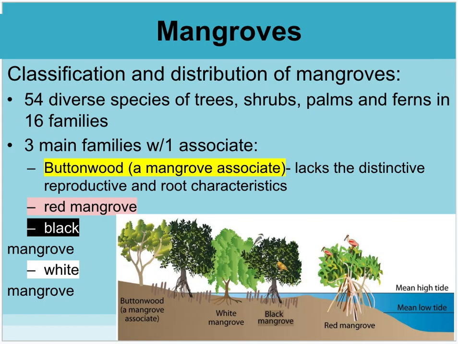Okay, one of my favorites is actually the mangroves. So there's three main families of these, and then there's also one that kind of hangs out but is not actually one of them, called the buttonwood. Buttonwood is called a mangrove associate. It is not actually a mangrove. It doesn't have the same reproductive structures or root characteristics, but it seems to want to hang out with mangroves a lot. So we're just going to lightly mention it here.